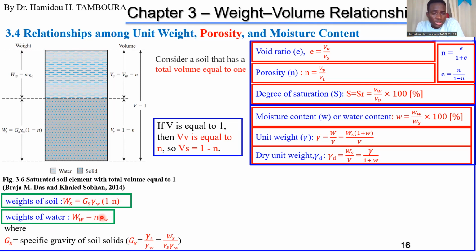In any situation, it's the same. It doesn't change at all. So by multiplying the volume of water, which in this situation is N, by the unit weight of water, you will get the weight of water. Volume of water multiplied by unit weight of water, you get the weight of water.